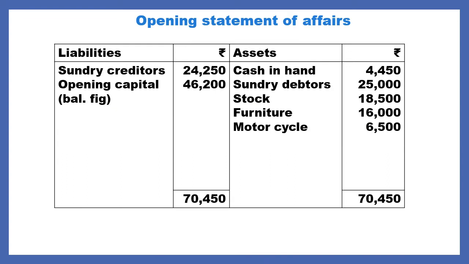Next, opening balance sheet. As we have identified the amount of opening balance of total creditors, we can prepare the opening balance sheet. So cash in hand they have mentioned 4,450, sundry debtors opening balance 25,000, stock 18,500, furniture 16,000, motorcycle 6,500 as per the opening date balance. Then sundry creditors we have identified by preparing the sundry creditors account, 24,250, and total comes to 70,450 and the balancing figure is 46,200.